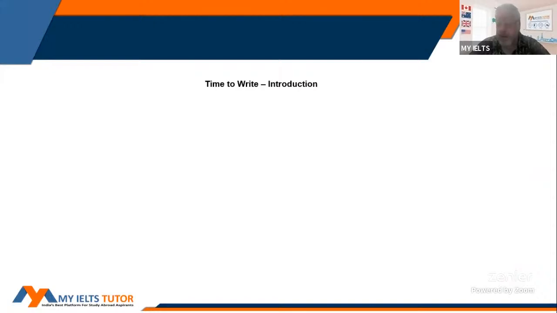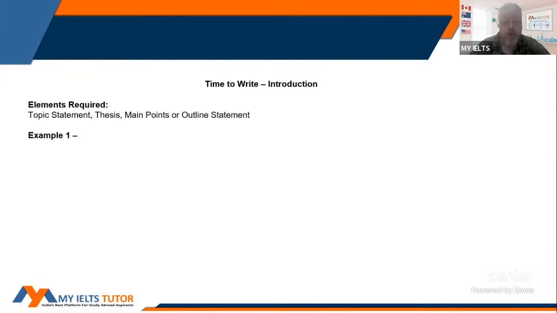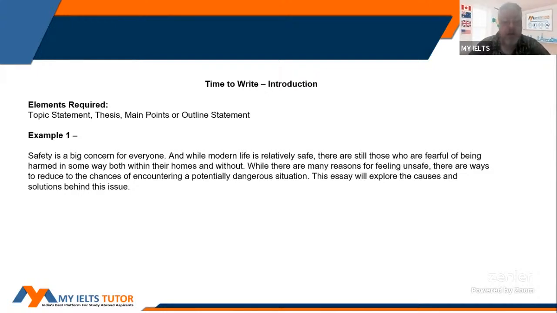So now let's talk about our introduction. So remember that the elements required for your introduction are the following: topic statement, thesis, main points, or outline statement. Okay. And so we have 2 examples of an introduction. We have this one: safety is a big concern for everyone, and while modern life is relatively safe, there are still those who are fearful of being harmed in some way within their homes and without. So the first sentence is a general statement of the topic. The second sentence is basically a paraphrase of the essay prompt.